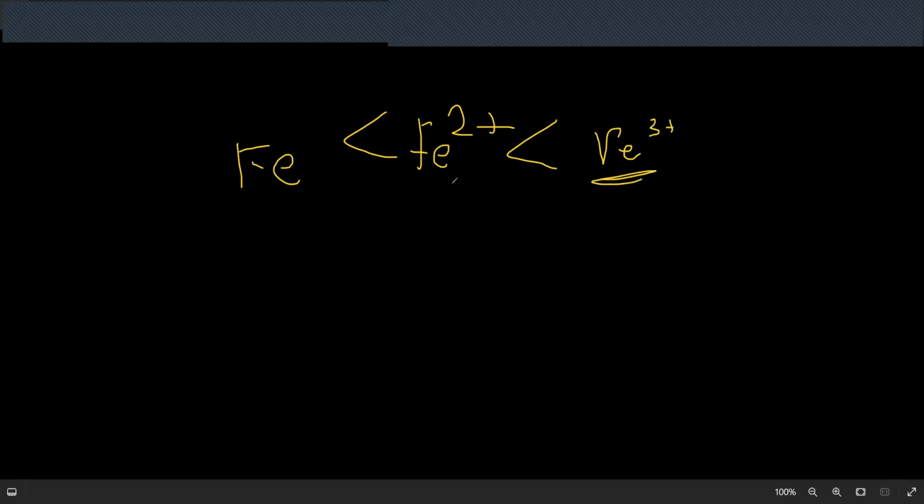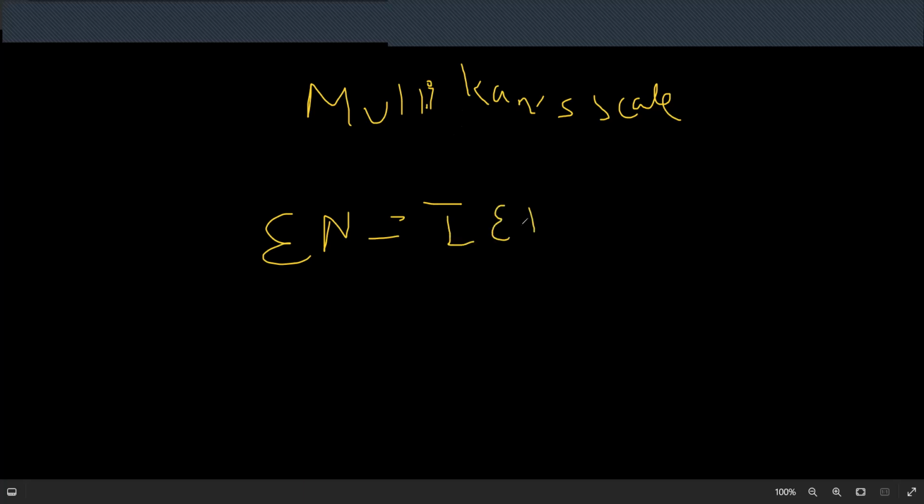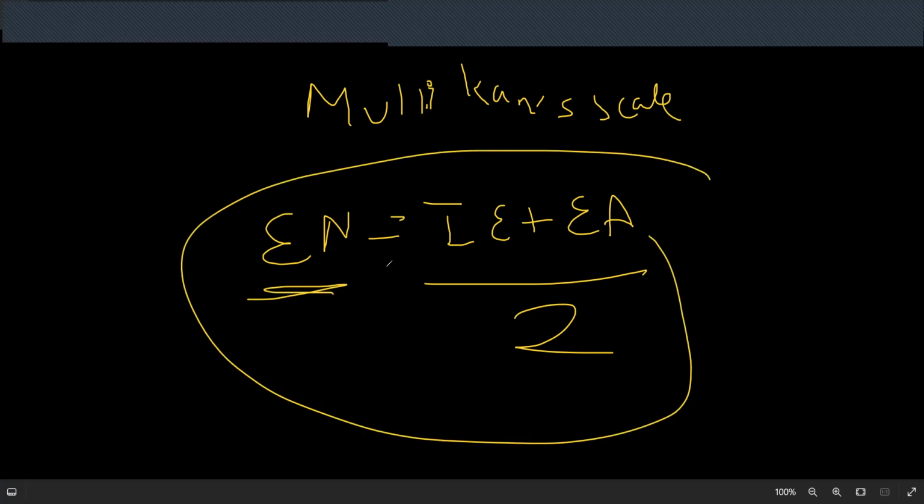Fe3+ is smaller than Fe2+ and Fe, which means this will have the highest electronegativity. And since this is smaller, and this is bigger, this will have the higher electronegativity. So according to the Mulliken scale, there is a formula to calculate electronegativity, which is electronegativity equals ionization energy plus electron affinity, divided by 2. Remember this: electronegativity equals ionization energy plus electron affinity by 2.